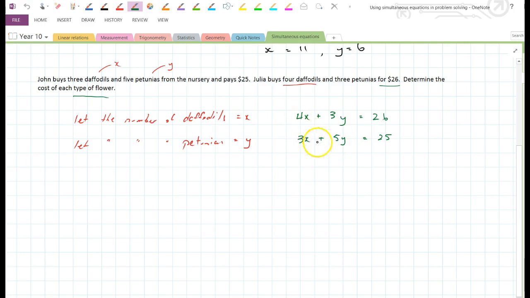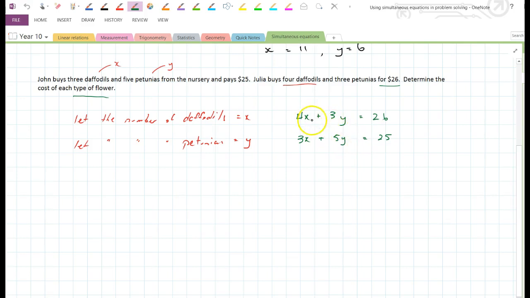So can I eliminate my X or Y? Well, actually, look at my X. This X has got a 4 in front of it, this X term's got a 3 in front of it. That's not the same number. This Y's got a 3 in front of it, this Y's got a 5 in front of it. That's not the same number. So I've got to do something with these. I can't just eliminate straight away. I'm going to have to tweak the equations. So what are we going to do?